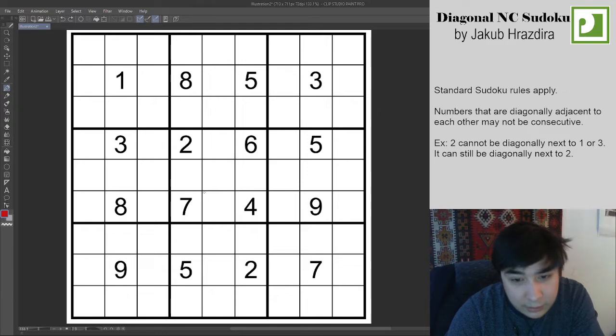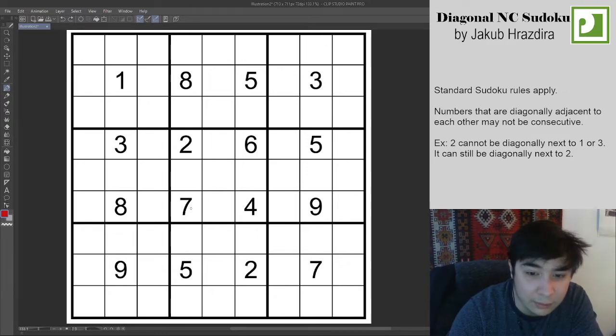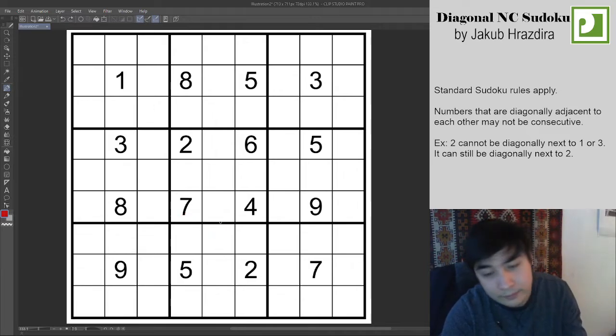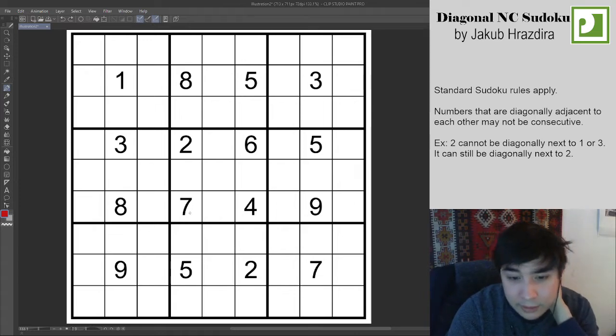Also, the one thing this rule is not saying is that you cannot be diagonally adjacent to the same number. For example, I think though there's a 7 here, you can still write a 7 in this position, and that's still going to be fine. So yeah, let's give it a shot. This is going to be a little bit strange, but let's just go for it.